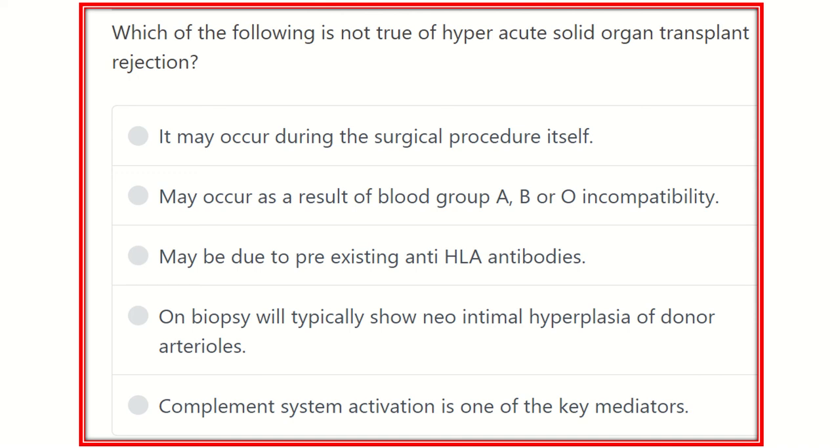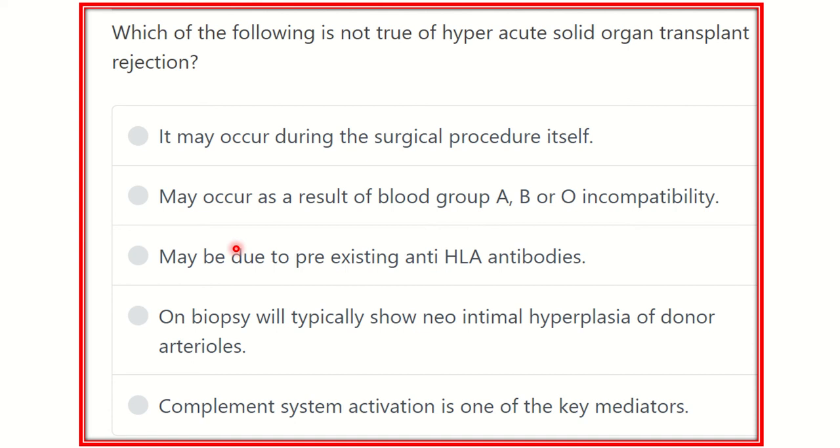Today we are going to discuss another question for the MRCS exam. Here is the question. Let's start the question here. Which of the following is not true of hyperacute solid organ transplant rejection?